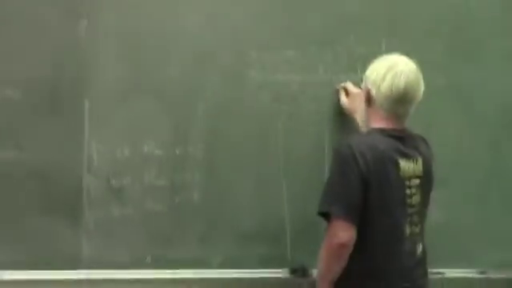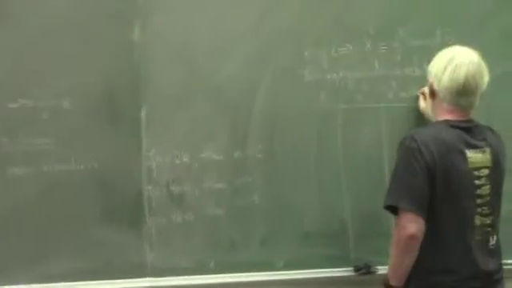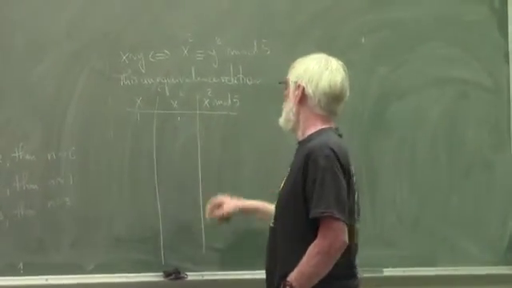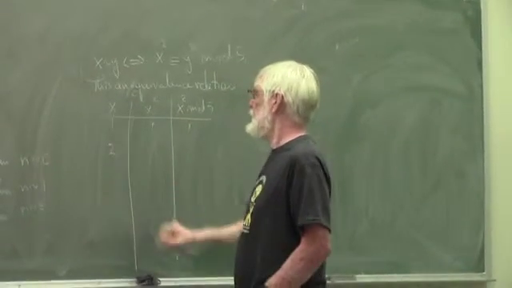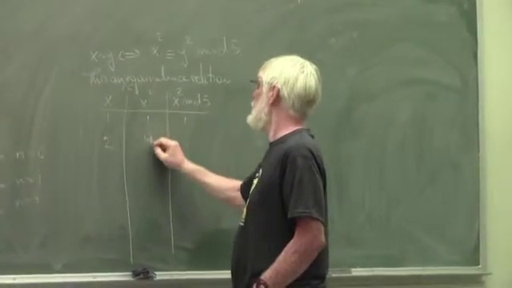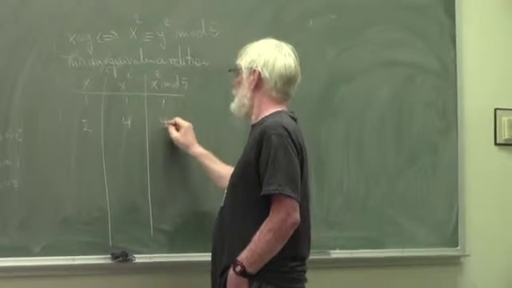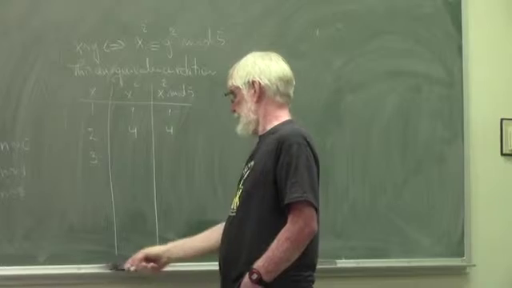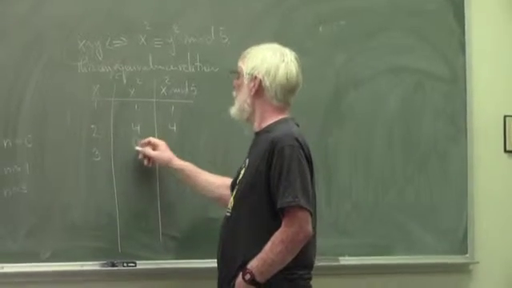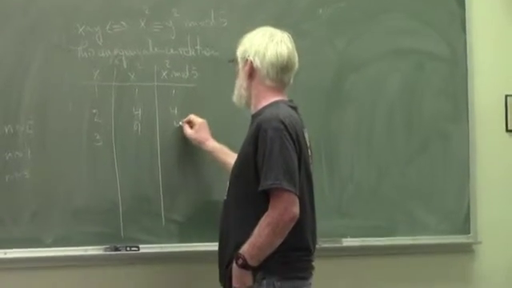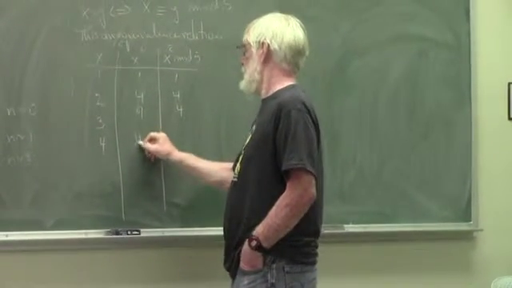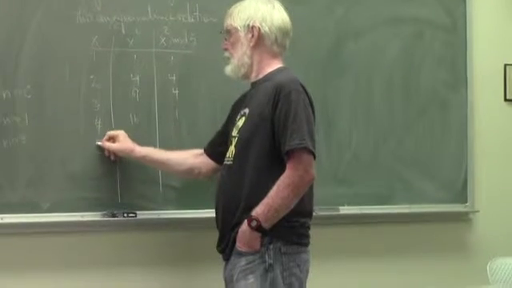And then we make this statement. x, and x squared. 0, 0. 1, 1. 2, 4, so 0. 3, 9 is 1. 4, 16. Ooh, this is interesting.